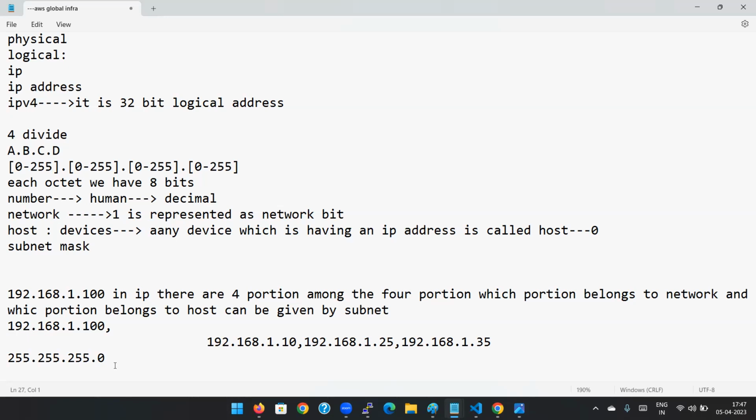There will be some default subnets. For each and every network, whatever IP address you are seeing, 192.168.1.100 for example, here I can specify the subnet as 255.255.255.0, or I can specify 255.255.0.0, or I can go for 255.0.0.0 also. Like that, I can specify the subnets. If I am specifying these subnets, how many zeros are there? These zeros represent your host bits.